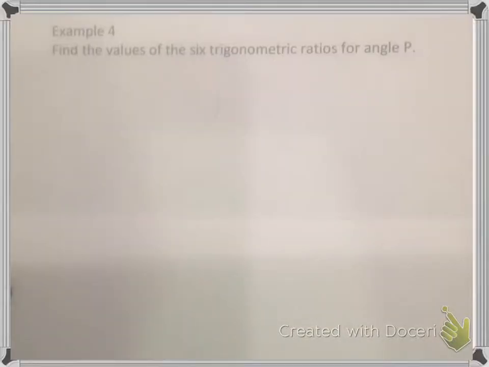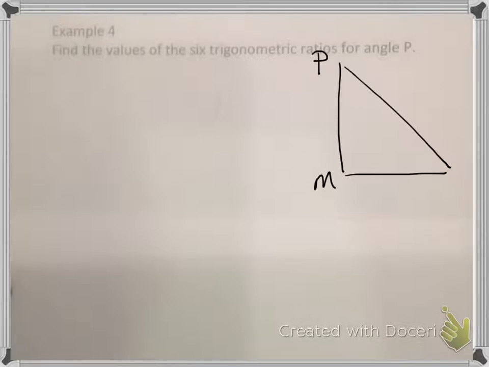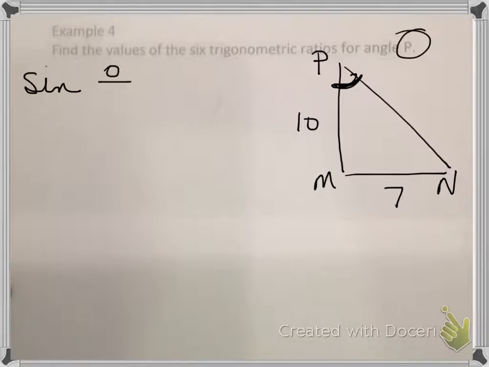Okay, so now we're going to find all 6 of the trig functions. I'm going to draw a triangle here. This is triangle P, M, N, where opposite of P is 7, and opposite of N is 10. We want to find the trig ratios for angle P, so our focus is angle P. We are going to first find the sine. With our SOHCAHTOA, so is S-O-H. So sine of P is opposite over hypotenuse. I am missing the hypotenuse. I don't know what that is.